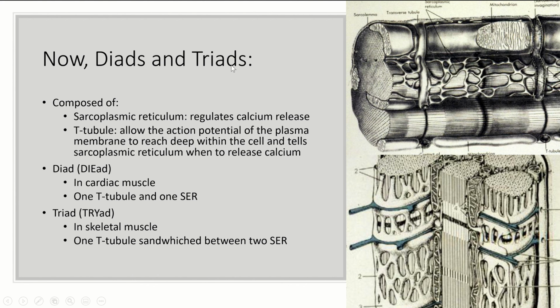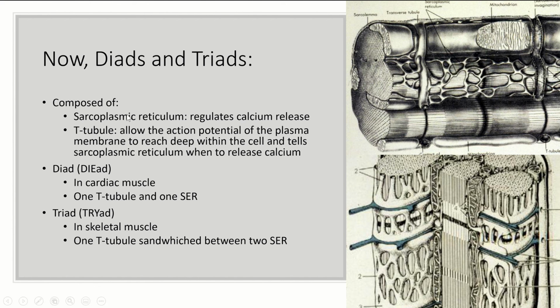And so this is yet another way for your muscle cells to propagate their signal and allow cells to contract all at once. Right? Because remember, in one single muscle cell, skeletal muscle and cardiac muscle, we have multiple sarcomeres. Multiple sarcomeres in one skeletal or cardiac muscle cell. But we want them all to contract at the same time. The way we do that is through dyads and triads.